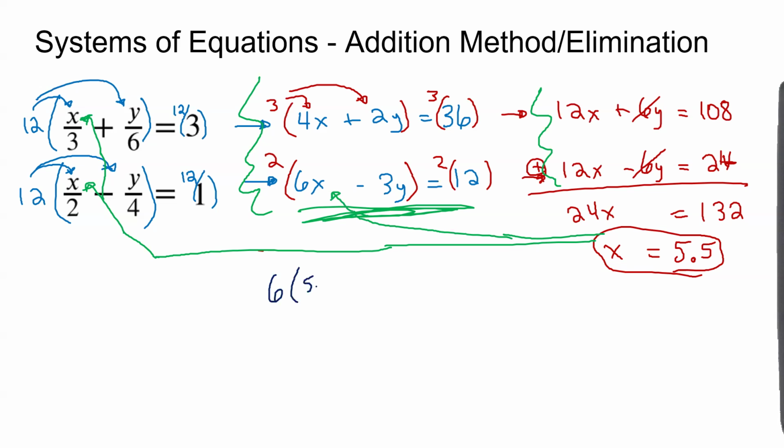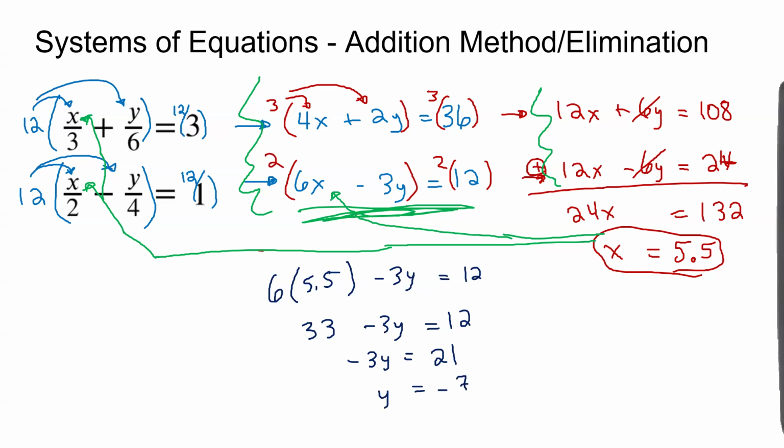6 times 5.5 minus 3y equals 12. This is before I multiplied by 2, that second round. Okay, I'm down to one variable, and I should be able to solve for that. I'd have 33 minus 3y equals 12. Subtract the 33, I'd have negative 3y equals 21, I believe. Divide by negative 3, and I get y equals negative 7. So there's the other one. The point would be 5.5, negative 7.